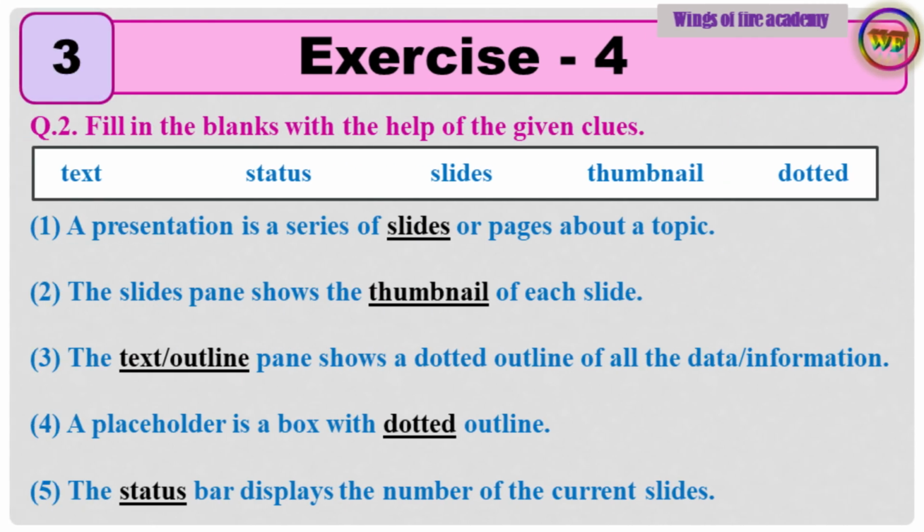Question 2. Fill in the blanks with the help of the given clues. 1. A presentation is a series of slides or pages about a topic. 2. The slides pane shows the thumbnail of each slide. 3. The text/outline pane shows a dotted outline of all the data information. 4. A placeholder is a box with dotted outline. 5. The status bar displays the number of the current slides.